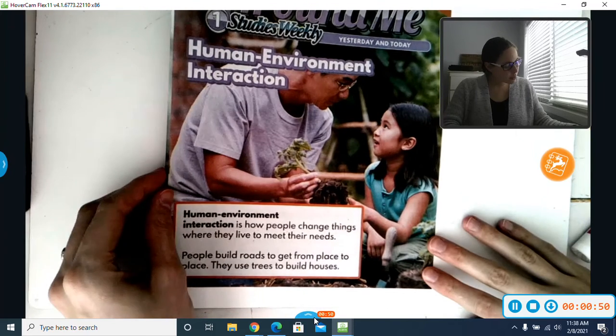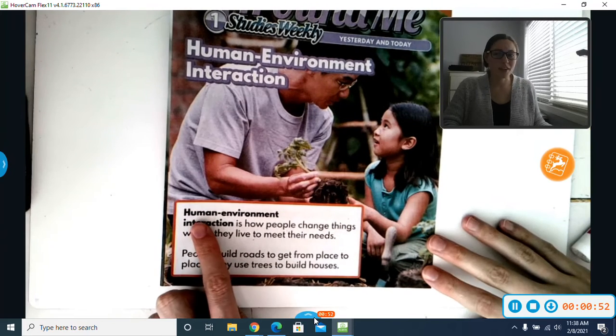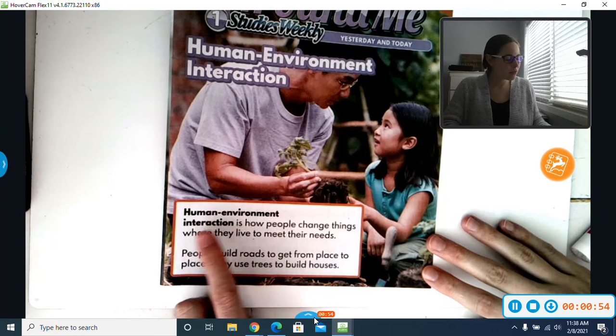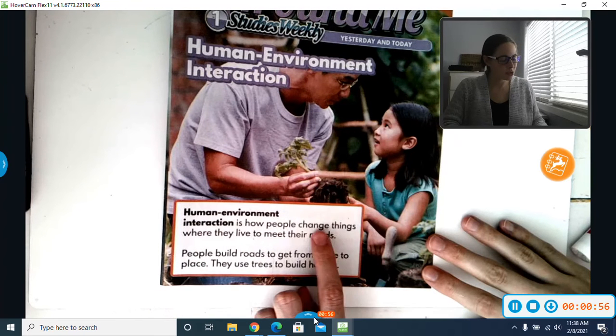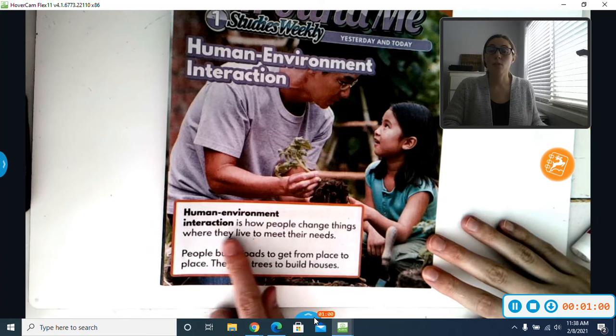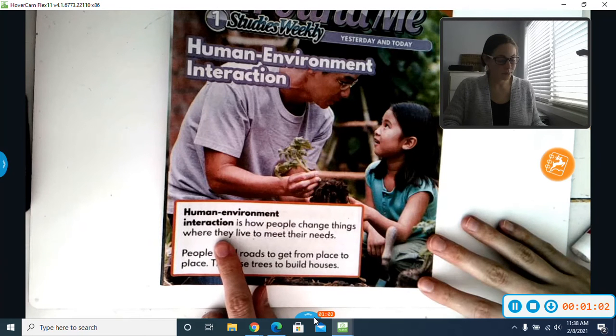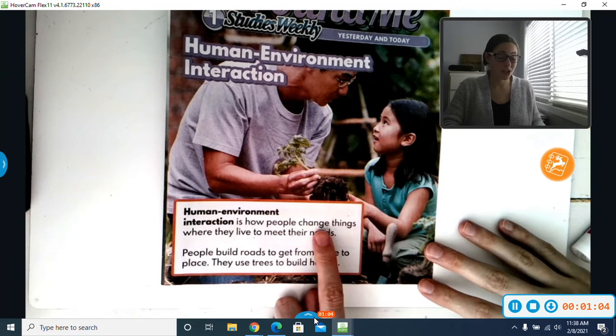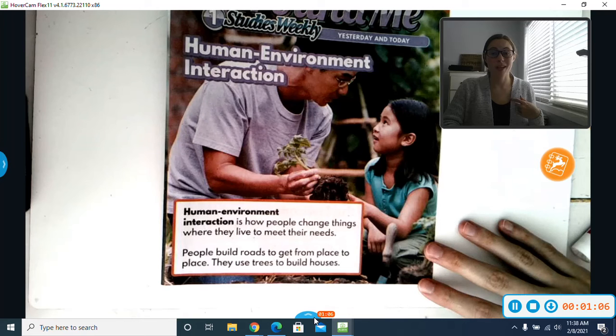Let's read the bottom here. It gives us another little definition. Human environment interaction is how people change things where they live to meet their needs. So where we live is our environment. So it's how we change things to meet what we need.